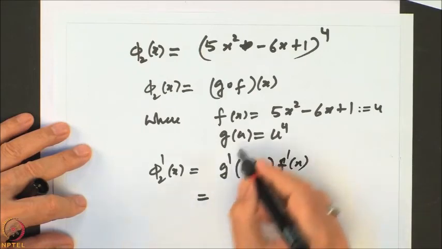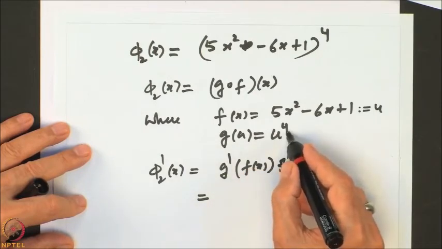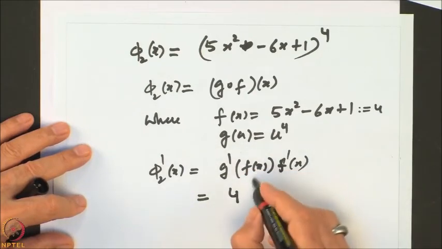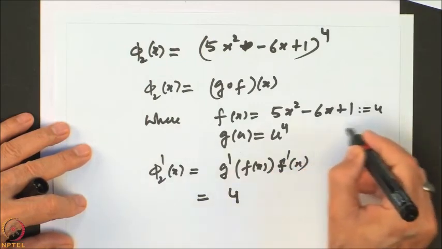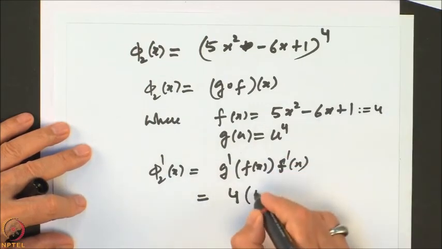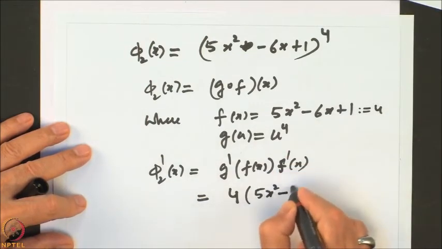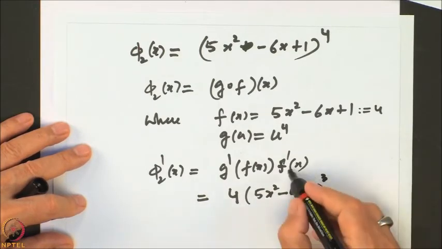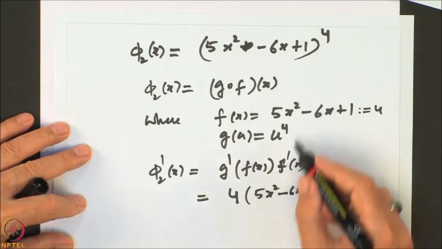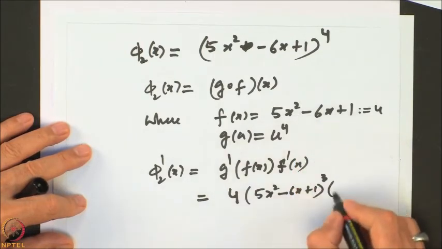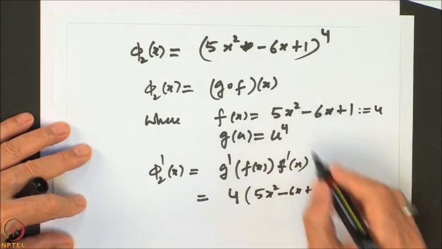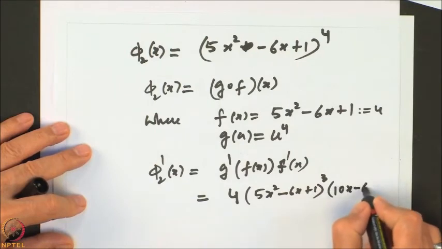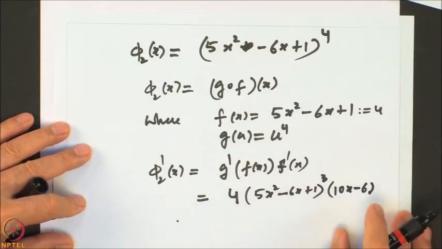So what is g dash? g dash is equal to, it's u to the power 4, so it is 4u cube, but u is equal to this, so it is equal to (5x square minus 6x plus 1) raised to power 3 into f dash of x. And what is f dash of x? That is equal to, f of x is this, so it is 10x minus 6. So that is phi 2 dash of x.